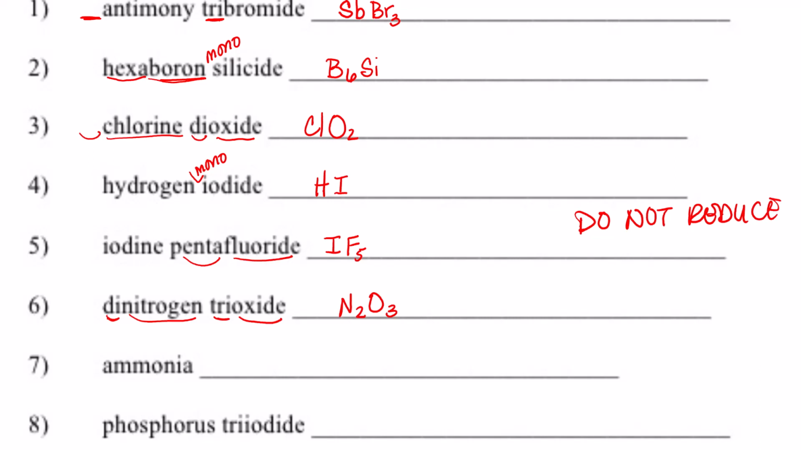Ammonia is a special one. I would not give you one of these on the test. Ammonia is the same thing as nitrogen trihydride. So nitrogen is N, no prefix, so there's 1. Hydride is hydrogen, which is H. Tri means 3, so the subscript is 3.